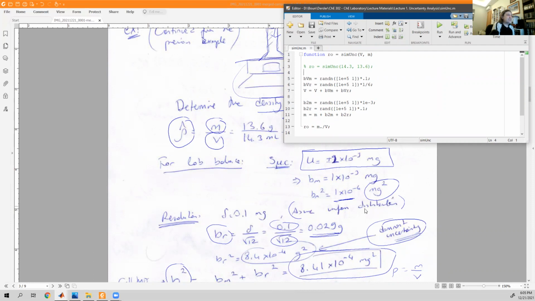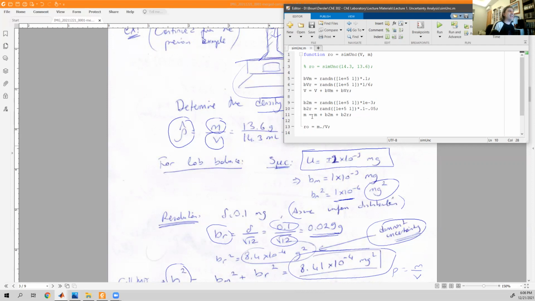Here, since I assume uniform distribution, I assume that any value is sampled between 0 and 0.1. Indeed, I realize now I should have subtracted 0.5. Yes, now in this case, the actual values are going to be between minus 0.05 and plus 0.05 with equal probability. So this is going to correspond to my bias due to resolution.